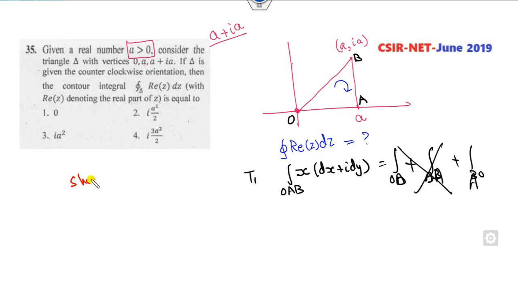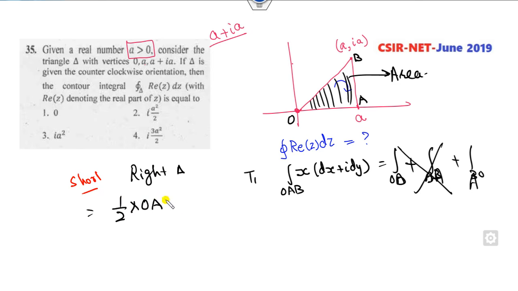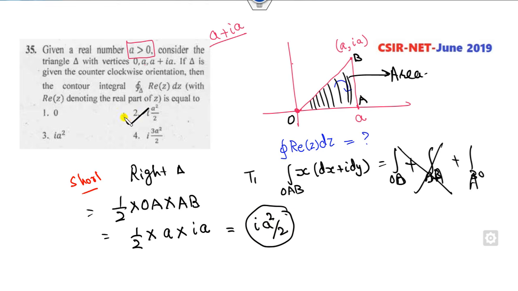What is the shortcut tip for you? Look at this diagram. You have to find this area. This is a right angle triangle. So what is the area of the right triangle? Half base OA, altitude is AB. What is the OA? A. Height is my iota A. So the answer is iota A square by 2 is the right answer of this problem. There is no need to integrate from O to B, then from B to A, and then from A to O. It's a simple area. You can find it simply.